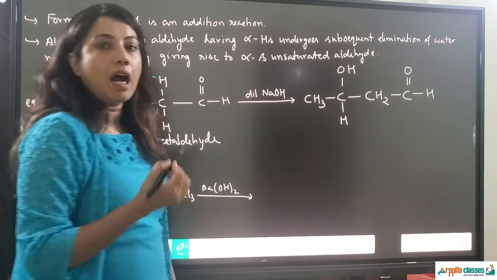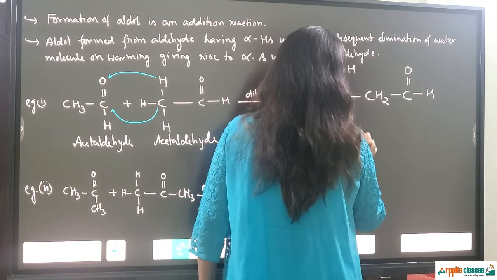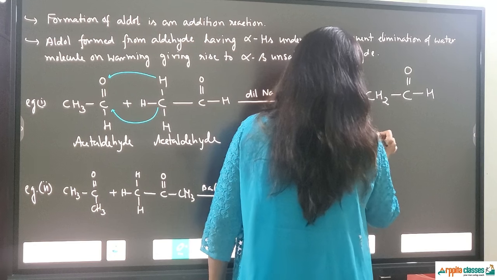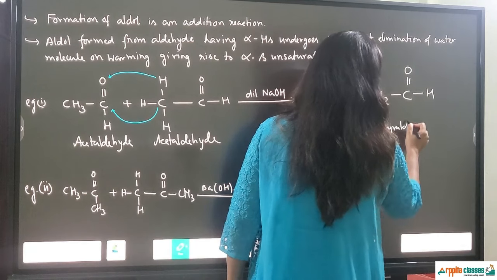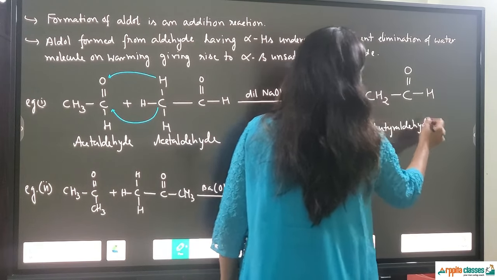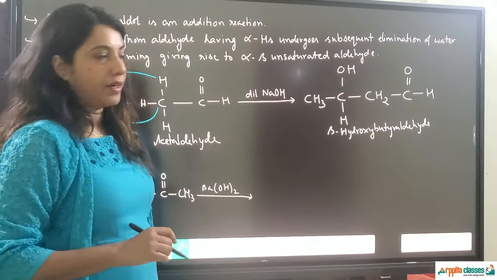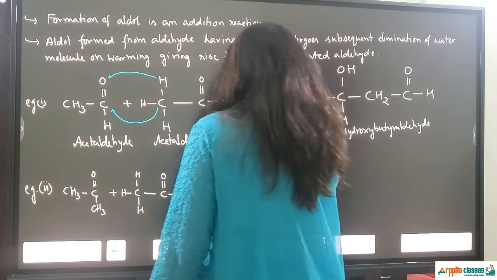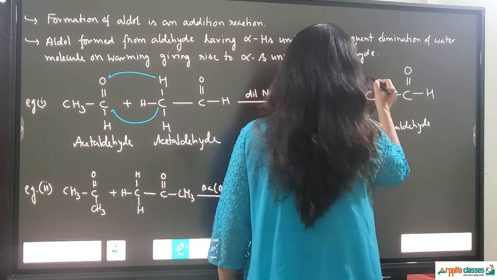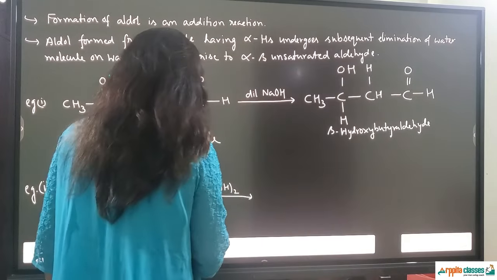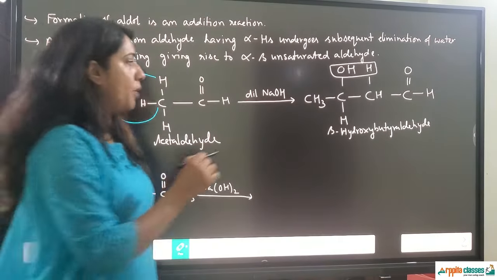This is your beta hydroxy aldehyde. So we will write the particular name, beta hydroxy butyraldehyde. Why? Because there are 4 carbon atoms altogether. If you see 1, 2, 3 and 4. So it's called beta hydroxy butyraldehyde. Now this will be followed by warming, so I will write this hydrogen over here. This will be followed by warming, which will give rise to elimination of a water molecule.